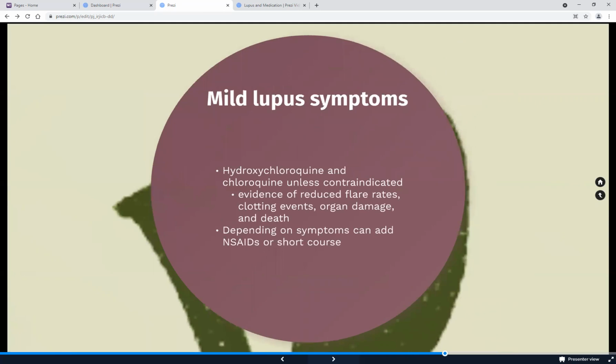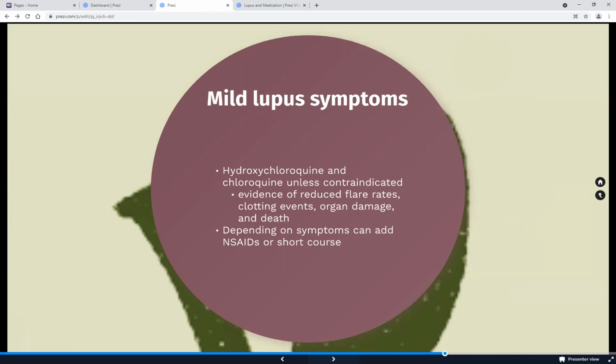So in the case of mild lupus symptoms, there's some sort of initial primary treatment that you would see really across most of the types or severity levels of lupus. The mainstay of treatment tends to be hydroxychloroquine or chloroquine, unless there is some clear contraindication. So there is evidence that supports the hydroxychloroquine or this type of treatment can reduce risk of flare. This type of treatment can reduce clotting events, progression to organ damage, as well as death. So there's some good evidence to support that these drugs can be effective in preventing some of the more serious and significant complications of lupus.